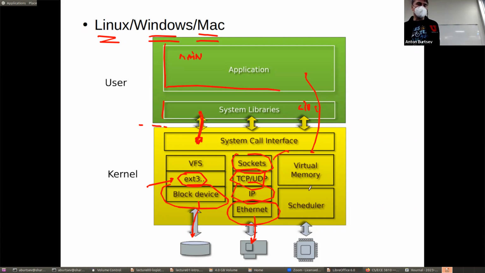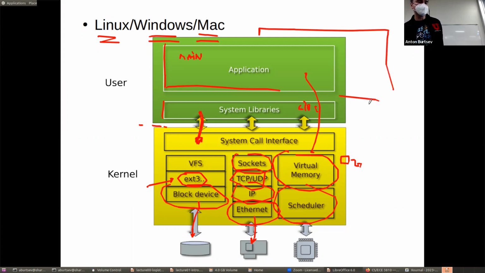There will be a component which manages physical memory. Remember page tables, I just mentioned them. And each process will have its own page table. And there will be a scheduler which will be deciding which application runs next, right? So this is essentially a high-level diagram of a typical kernel.